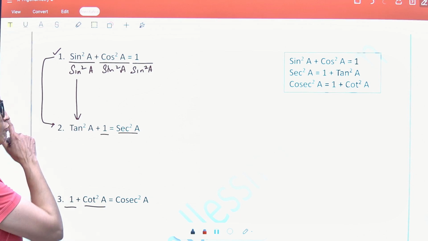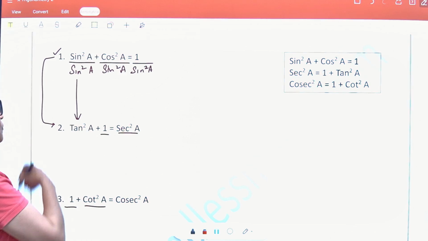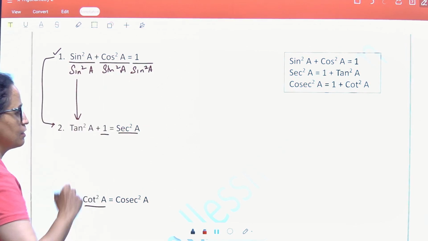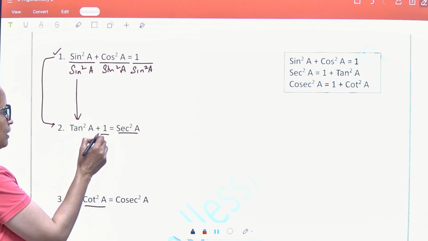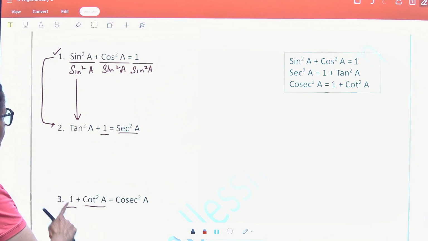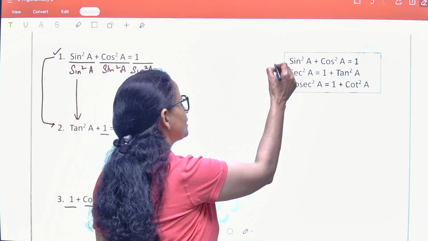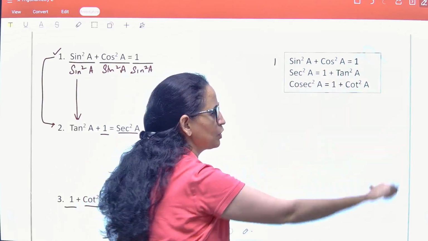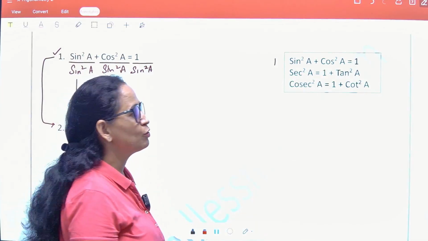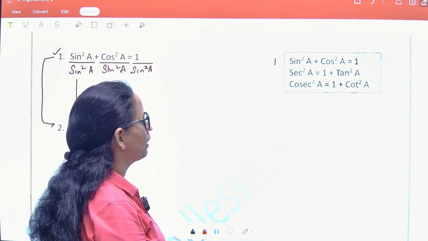Done? So we have three basic trigonometric identities. First one is sin square A plus cos square A gives you 1. Second is tan square A plus 1 gives you sec square A, and 1 plus cot square A is cosec square A. Right? Now the catch here is how to learn them without making mistakes of plus and minus and which term is on which side. So let's start again. The first identity is sin square A plus cos square A gives you 1. Now how to learn the second and third one?